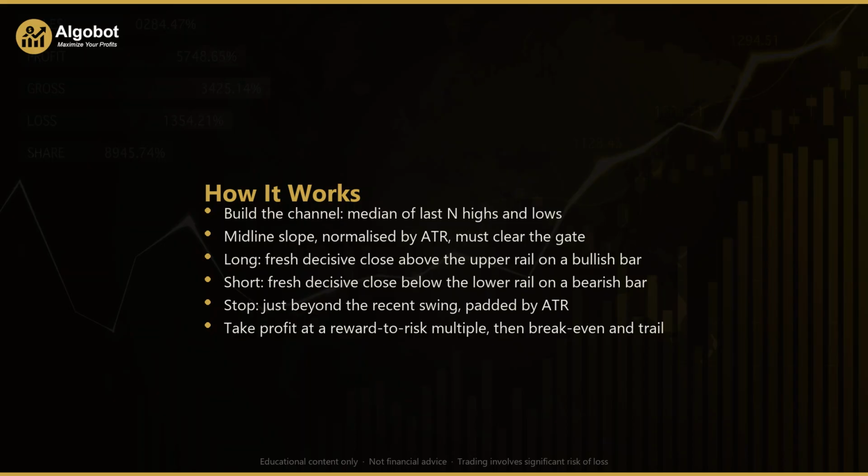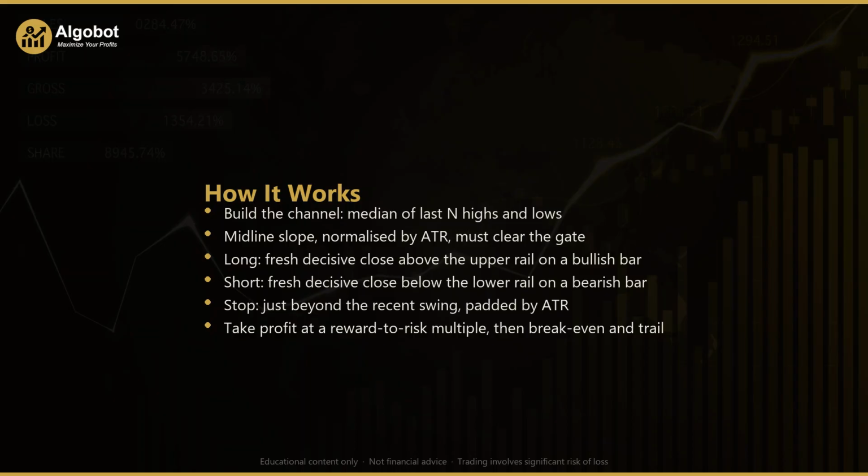Next comes the breakout trigger. For a long, three things must line up on the just closed bar. The previous bar's close was at or below the upper rail, so price was still inside the channel. The current close is decisively above the upper rail, clearing it by a pad equal to a fraction of the ATR. And the signal bar is bullish, meaning it closed above its open. A short is the exact mirror. Price was inside. The close breaks decisively below the lower rail, and the bar is bearish.